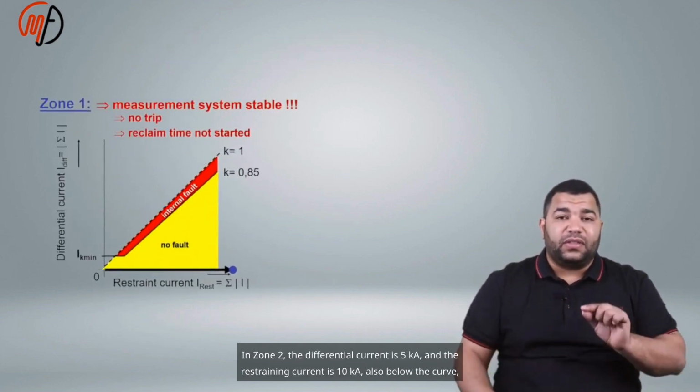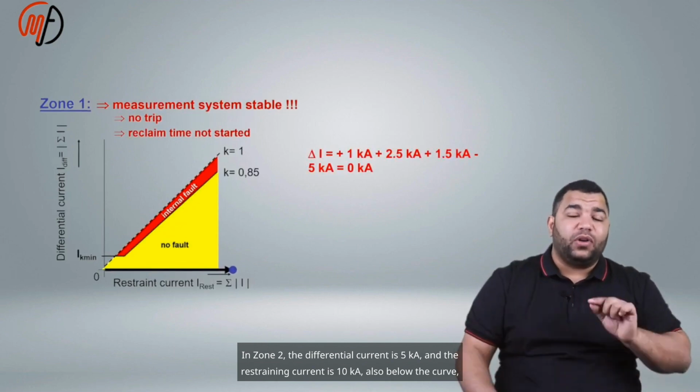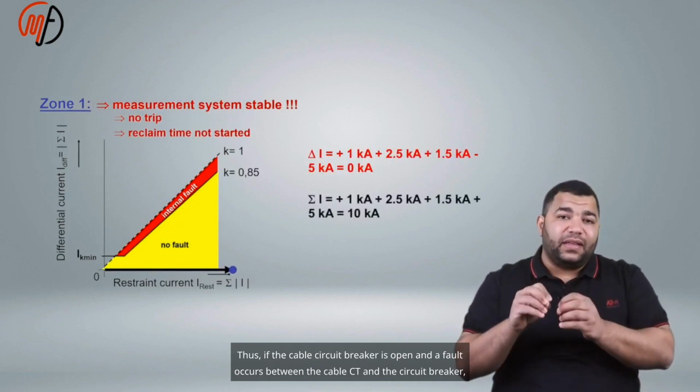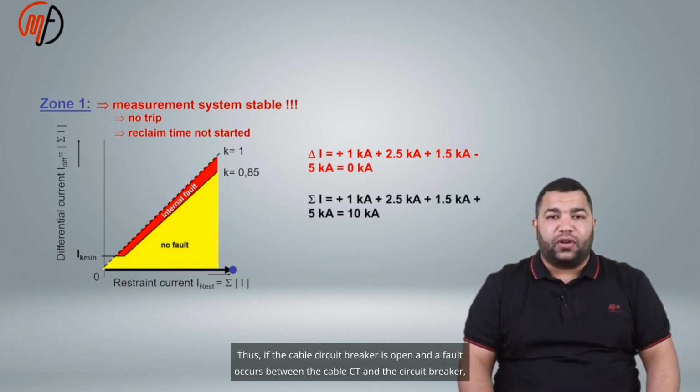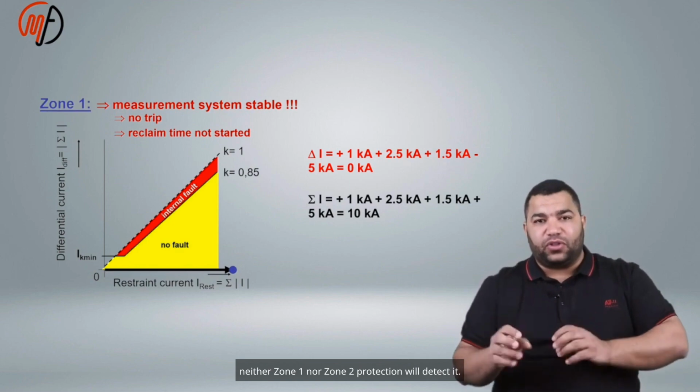In zone 2, the differential current is 5 kA and the restraining current is 10 kA, also below the curve, meaning no trip signal and no reclaim time start. Thus, if the cable circuit breaker is open and a fault occurs between the cable CT and the circuit breaker, neither zone 1 nor zone 2 protection will detect it.